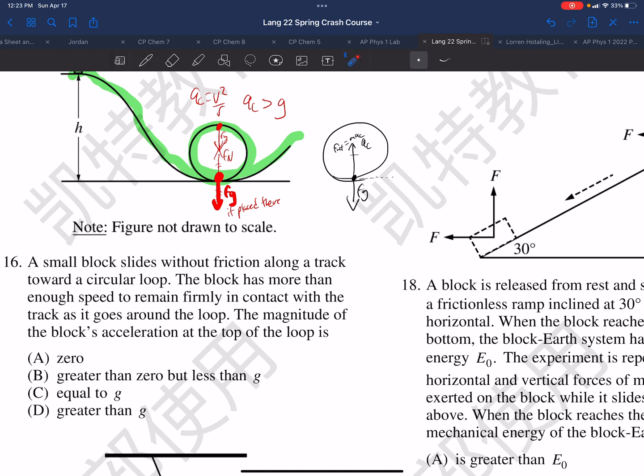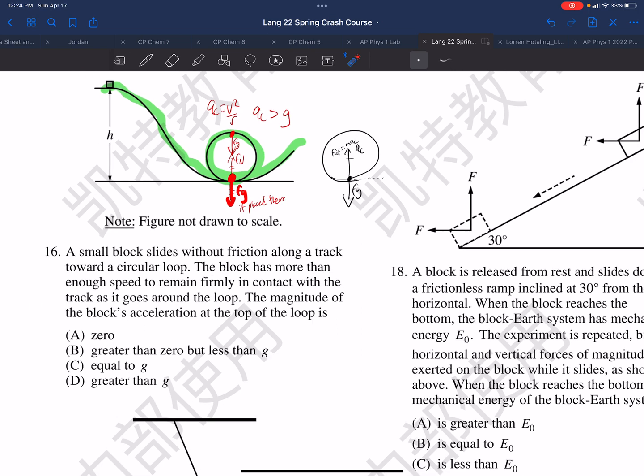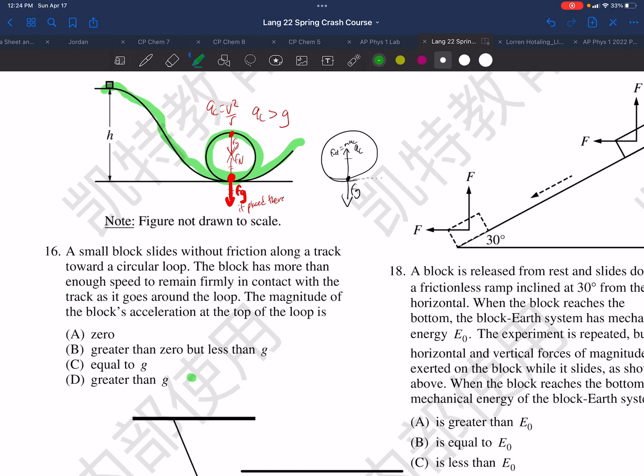You must be traveling faster, have a speed sufficiently large that the acceleration caused by gravity is smaller than the centripetal acceleration. If you imagine that the velocity is 0, you're just at rest, the acceleration would be 0. The acceleration needs to be at least or greater than the acceleration caused by gravity.